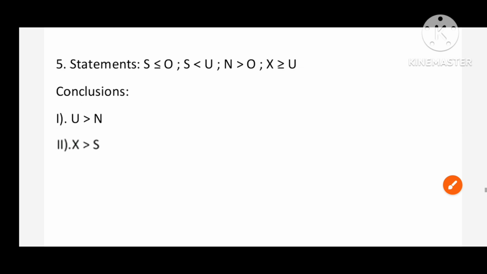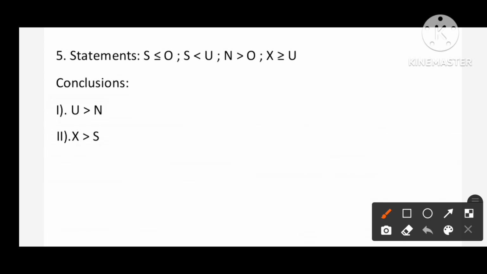Next, question number 5, the flow from U to N. From U we can flow to S. From S there is no flow, so the first conclusion will be false. Next, the second conclusion, the flow from X to S. From X we are able to reach U. From U we can reach S. It is possible. So only the second conclusion is true here.